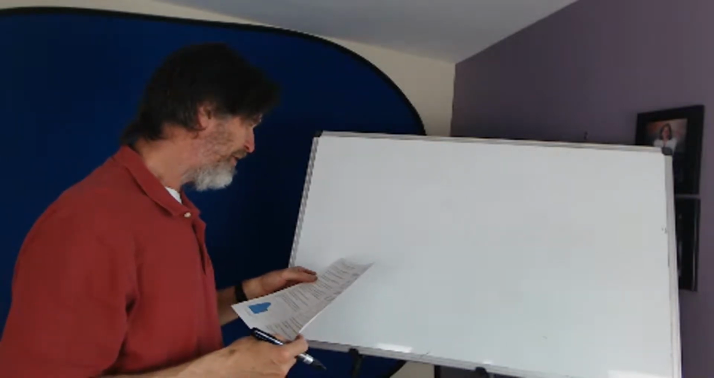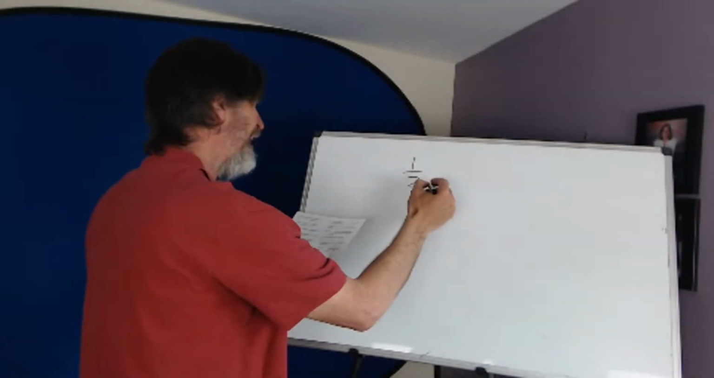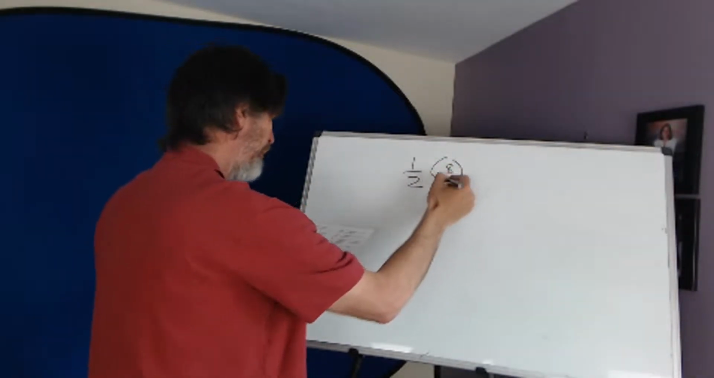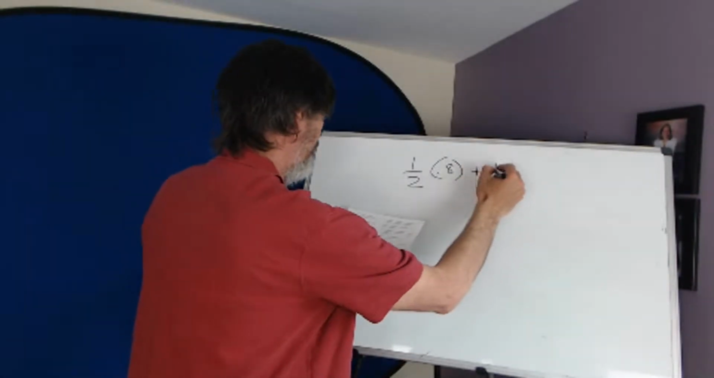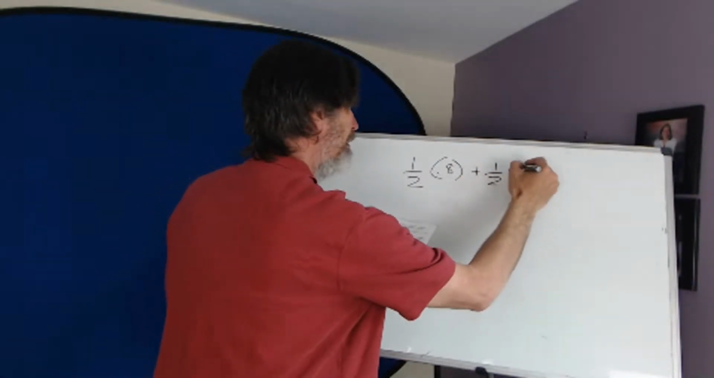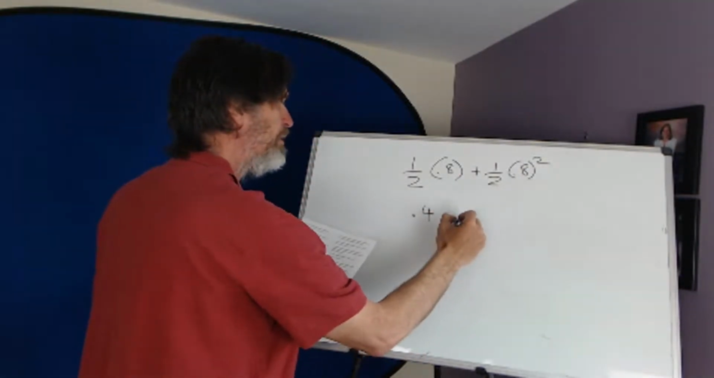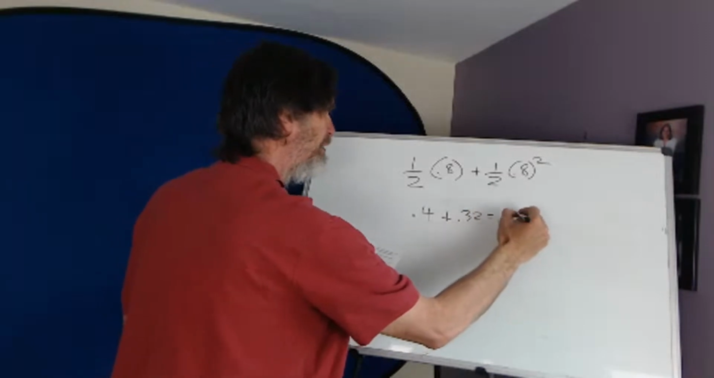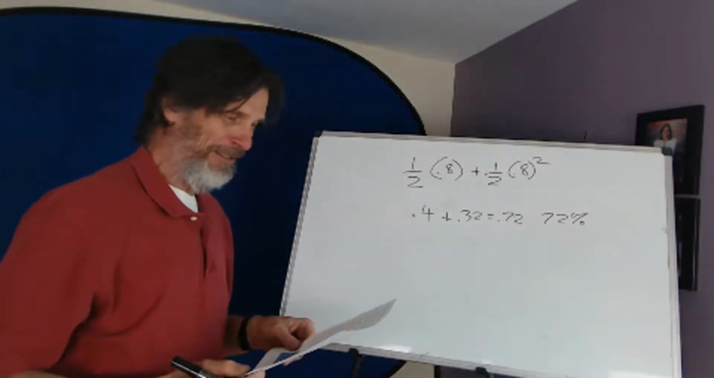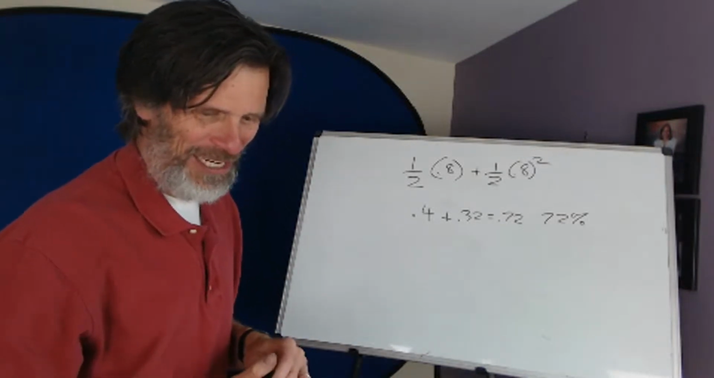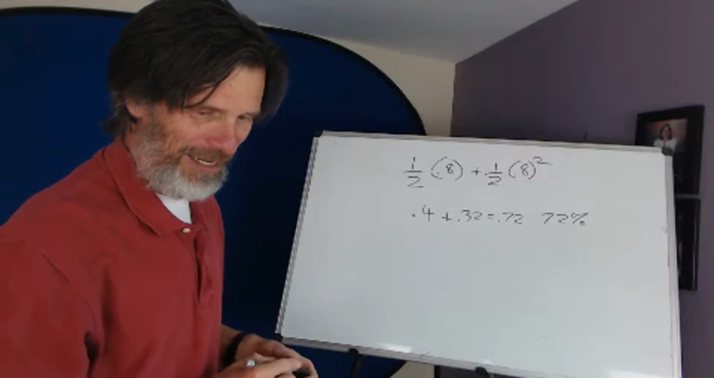What wealth of the population do the bottom 80% of the population control? Well, we get that from the Lorenz curve. We plug in 0.8 in the Lorenz curve. I thought we did this one really well on the last test. So that's 0.4 plus 0.32, 0.72, 72%. Quite a bit.